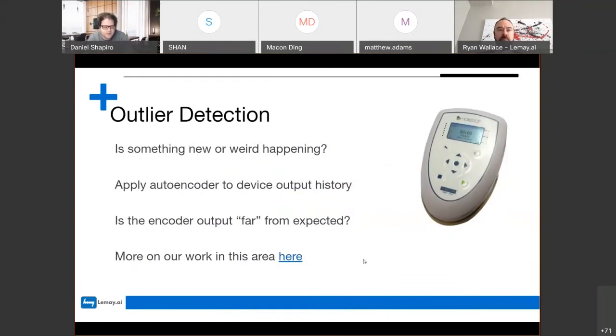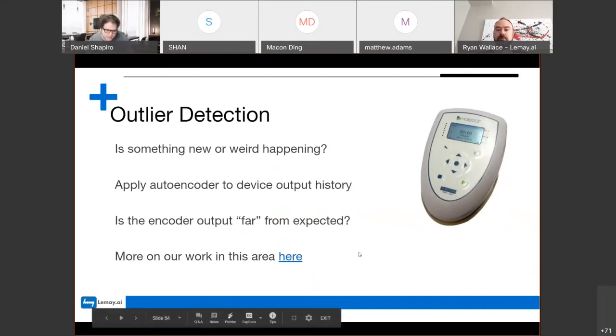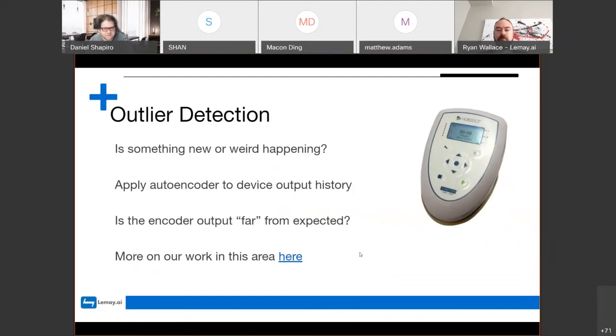Now, what's kind of cool about this is that you can do a lot with outlier detection. You can say, how weird is the situation? You can do some simulation stuff. So I left a link here to some of our related work in this area, but it's a pretty deep topic, this outlier stuff.